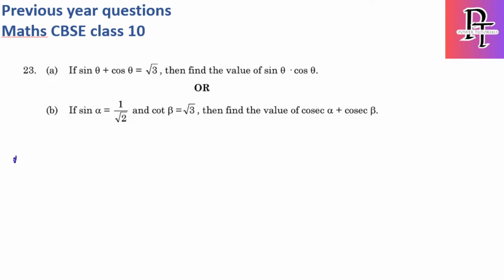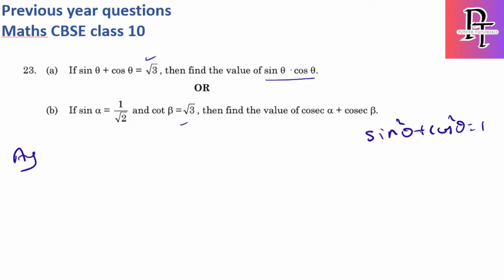23rd. So here also there is A or B, so you could solve either the A part or the B part, but here I will explain both so that you can solve similar types of questions easily. So the first one, sin theta plus cos theta is given as root 3. They are asking to find the value of sin theta into cos theta. Anywhere you see sin theta and cos theta, always remember the first trigonometric identity, which is sin square theta plus cos square theta is equal to 1.